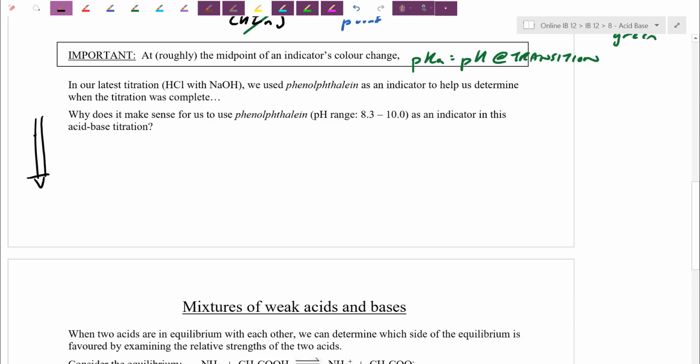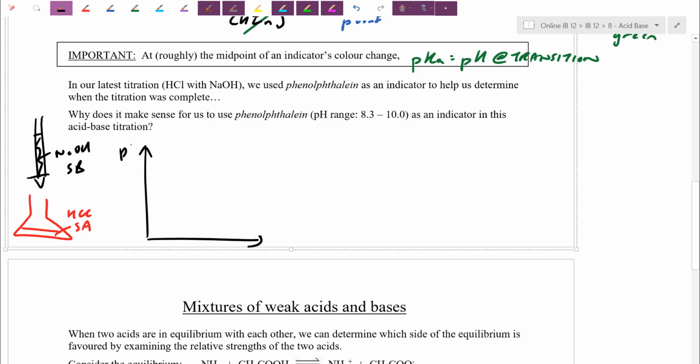What we've done here is we've dropped the base. NaOH was in the top solution. NaOH here is a strong base, and our hydrochloric acid is a strong acid, so we would expect there's no hydrolysis afterwards. This is just HCl. As I steadily drop in base, I expect the pH to increase. So I'm going to be plotting pH versus volume of base added.